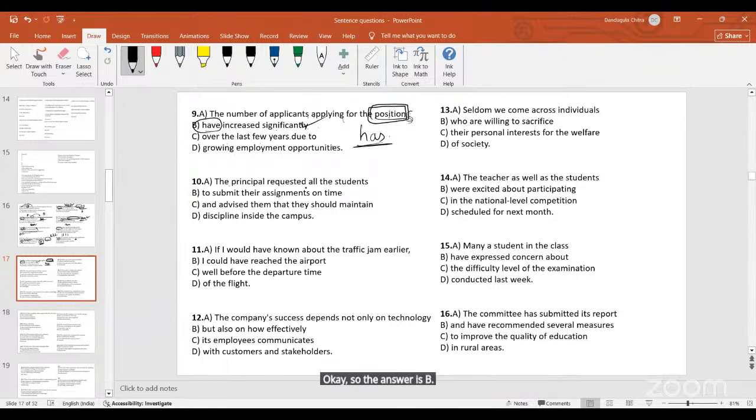The principal requested all the students to submit their assignments on time and advised them that they should maintain discipline inside the campus. Discipline on campus. How does on come here? The standard expression is on campus. Like we can also say in campus or inside campus, right?